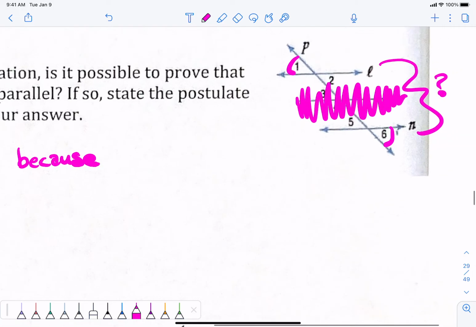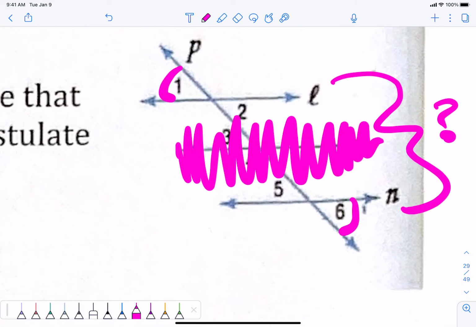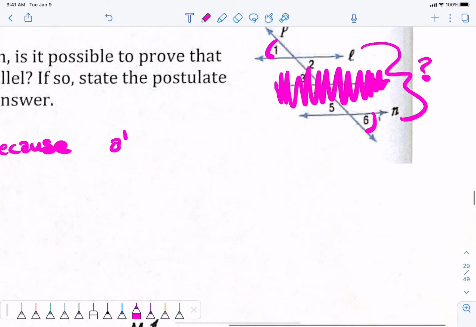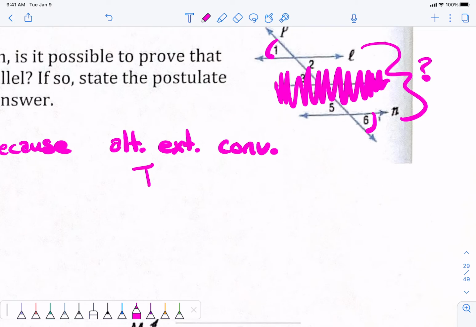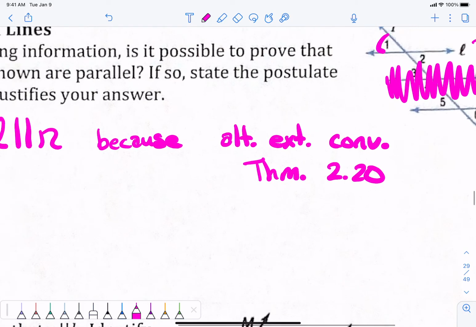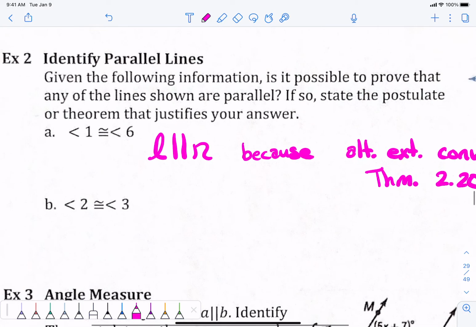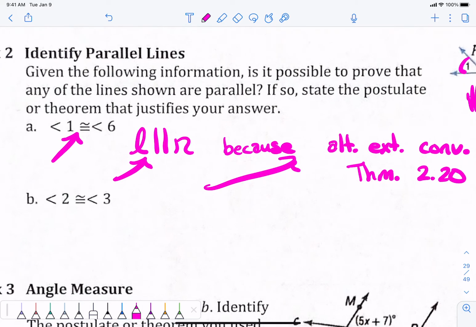of what? What are 1 and 6? Alternate exterior. Those are alternate exteriors. So the alternate exterior converse, if you want to write that, or you can put theorem, what was that, 220? Either one of those are okay, right? So if this is true, then this is true because of this, right? If angle 1 and angle 6 are congruent, then L and N are parallel because of the alternate exterior converse. Does that make sense? Okay.